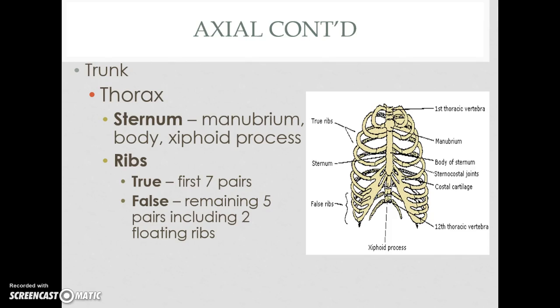The trunk, or the thoracic, consists of the sternum and the ribs. The first 7 pairs are what we call the true ribs, and then the remaining 5 are the false ribs, including the 2 floating ribs, 2 ribs that do not connect to the cartilage.